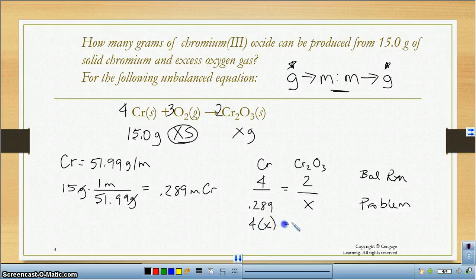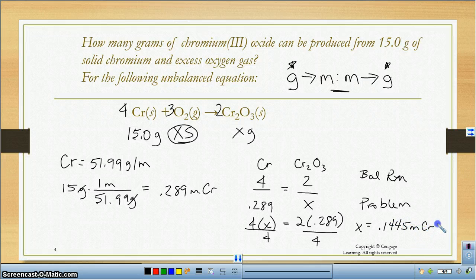4 times x equals 2 times 0.289. Divide both sides by 4. So I get x equals 2 times 0.289 divided by 4 equals 0.1445 moles of Cr2O3. So I've gone from grams to moles. I've done my mole to mole ratio.